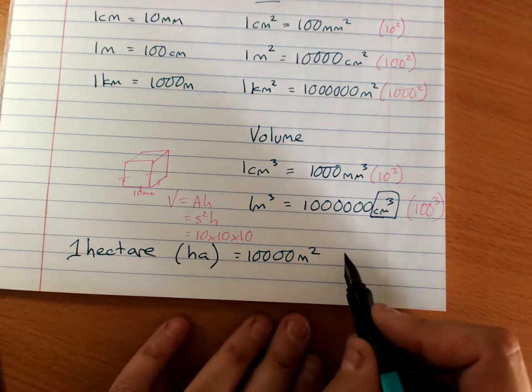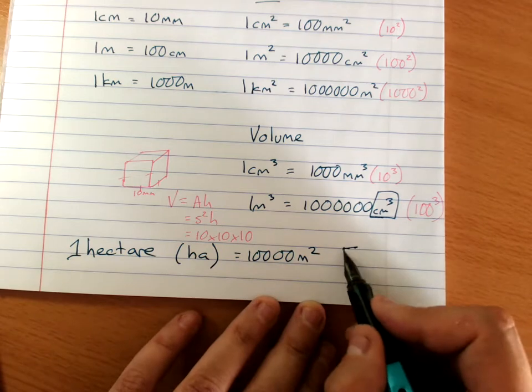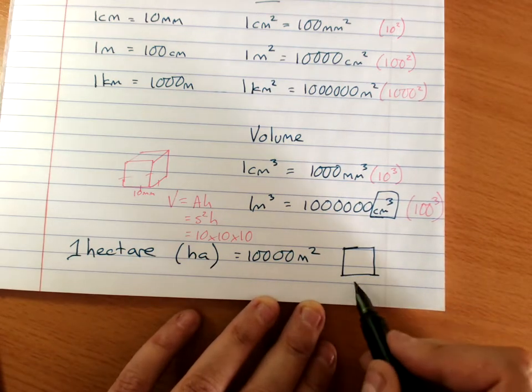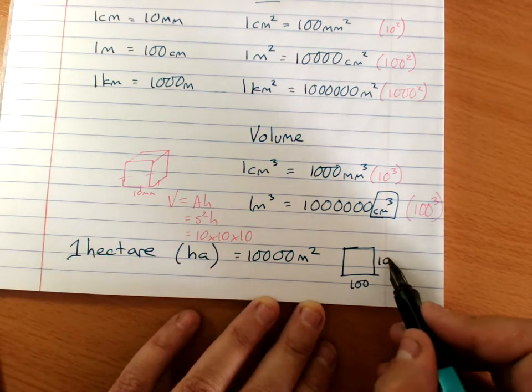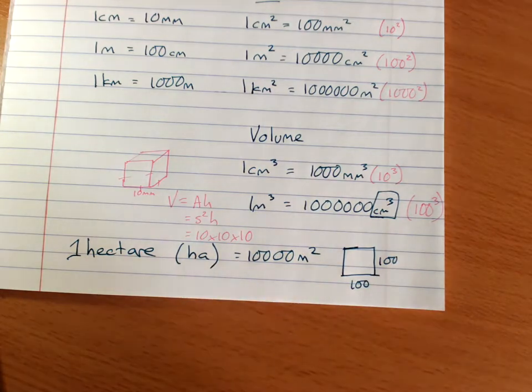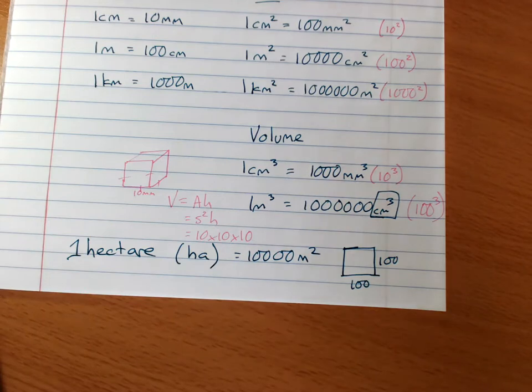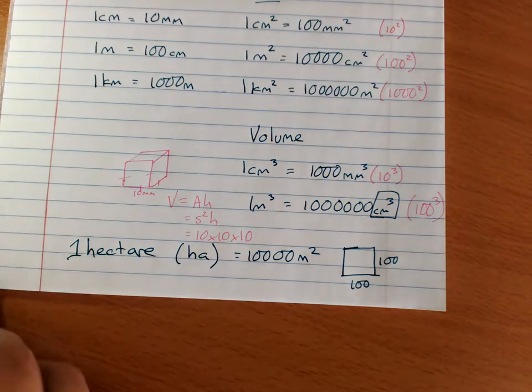So it doesn't obviously have to be this shape, but a square block of land of 100 meters by 100 meters would get you a hectare. We don't need to use acres, but there's about 2.5 acres to every hectare.